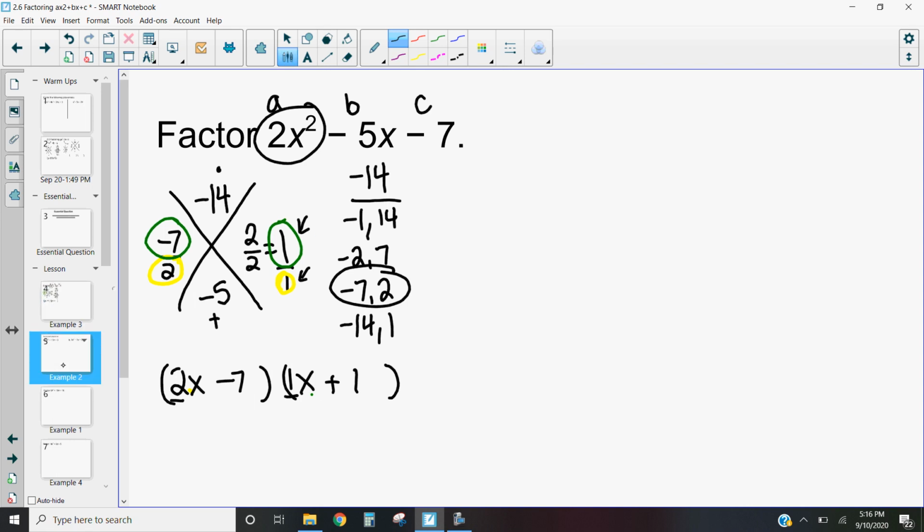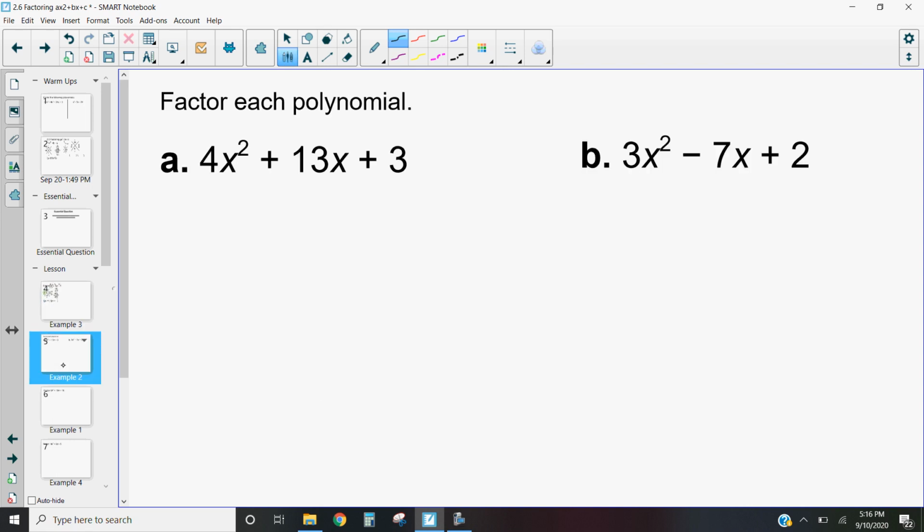So let's take a look at another example here: 4x squared plus 13x plus 3. Now remember, when we talked about factoring, the first thing is finding a greatest common factor if there is one. Is there a common factor between 4, 13, and 3? No, because 13 is prime, right? The only factors of 13 are 1 and itself. So this is the most factored form of this polynomial before we factor it down into two binomials.